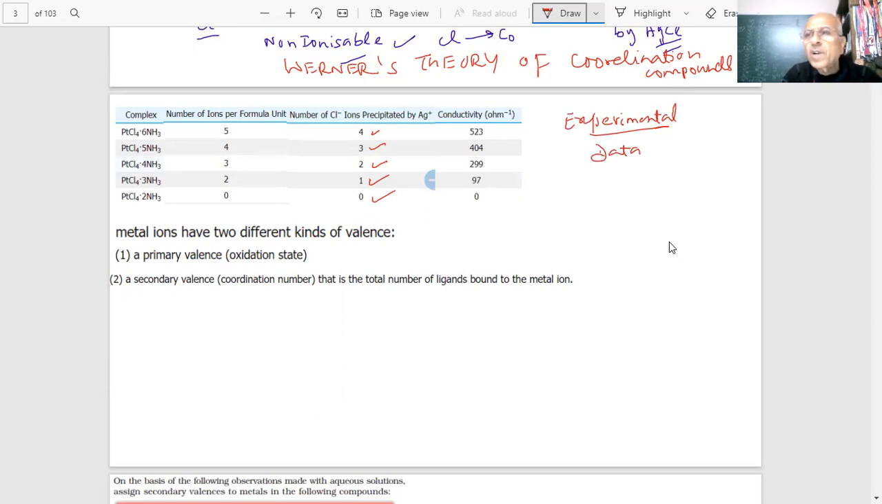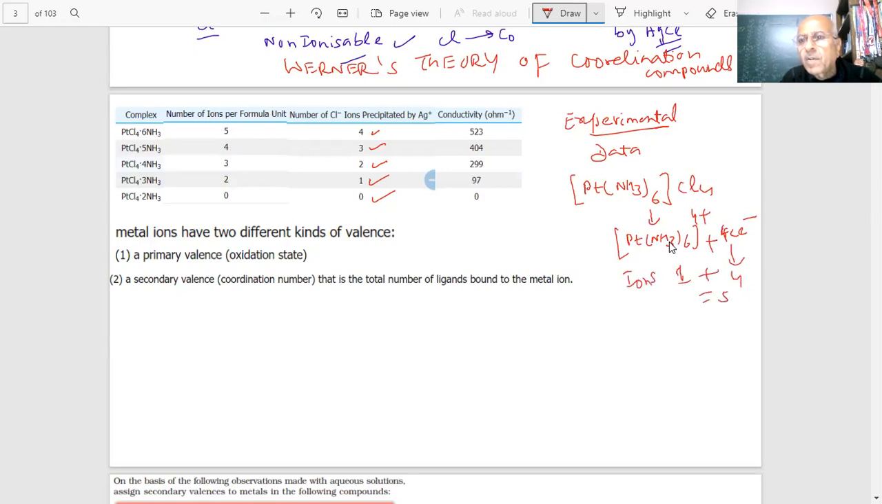5 ions mean what, student? 5 ions are produced. That means you have platinum NH3 6 with Cl4. If I ionize this, how many ions will it produce? Platinum NH3 6 with 4 plus, and the 4 Cl minus. So 4 ions from these and 1 ion of this, total number of ions 5. Conductivity value is measured in mho, ohm inverse, the unit of conductivity. 523 they measured. Here the value 404 means there are 4 ions in the solution.